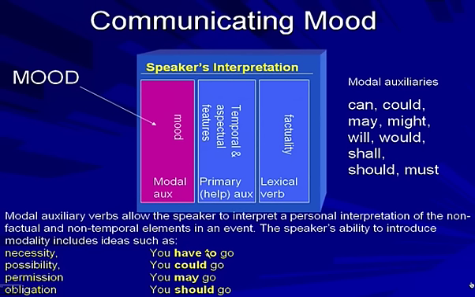And by introducing a modal auxiliary verb, what the speaker can do is they might show necessity, you have to go, possibility, you could go, permission, you may go, obligation, you should go. So by using these, you indicate something different to your speakers. And it's important for you to remember that modal verbs are always finite. But unlike the other verbs, they do not change for person, number, and tense.